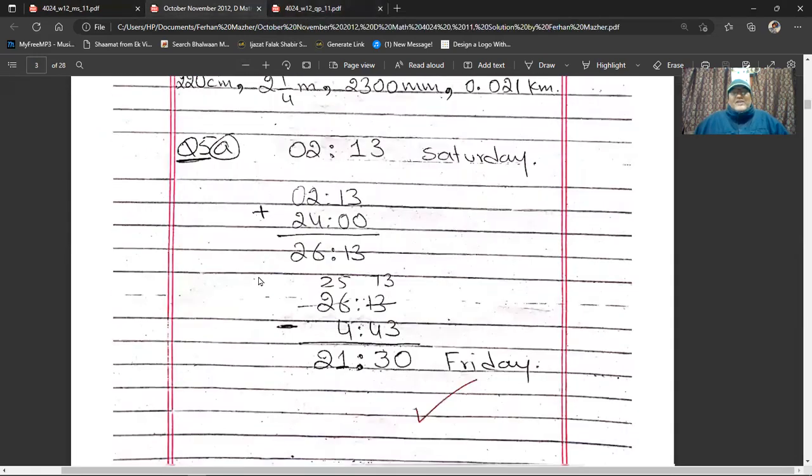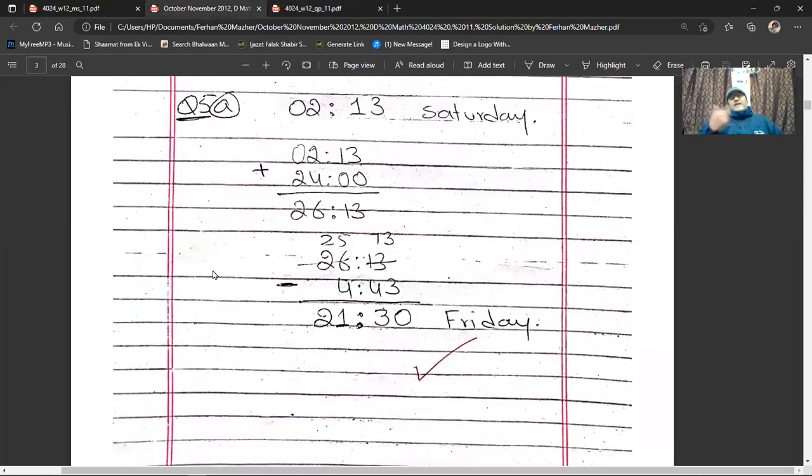So let me show you my working. His arrival time on Saturday is 2:13. First of all, to 2:13 I will add 24, because this time is in the next day. So this becomes 26:13. From this, I will subtract the journey time, which is 4 hours 43 minutes.